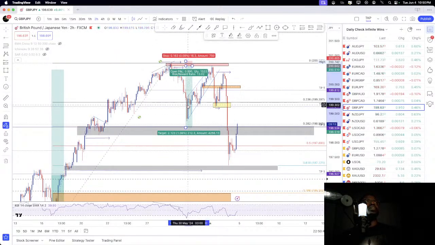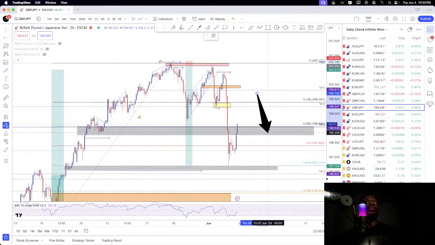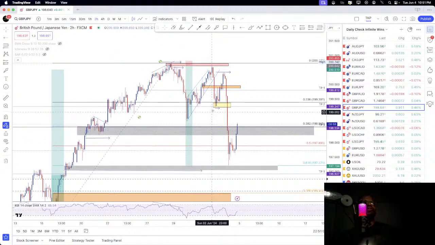But man, look at this. I held this past my TP3. Originally this was my TP3, but we held it and got out down here. That's a 1 to 21 risk reward trade setup. Absolutely wild, man. Crazy week with the wins. I'm telling you, you guys better get active and stay active, because it's only up from here.